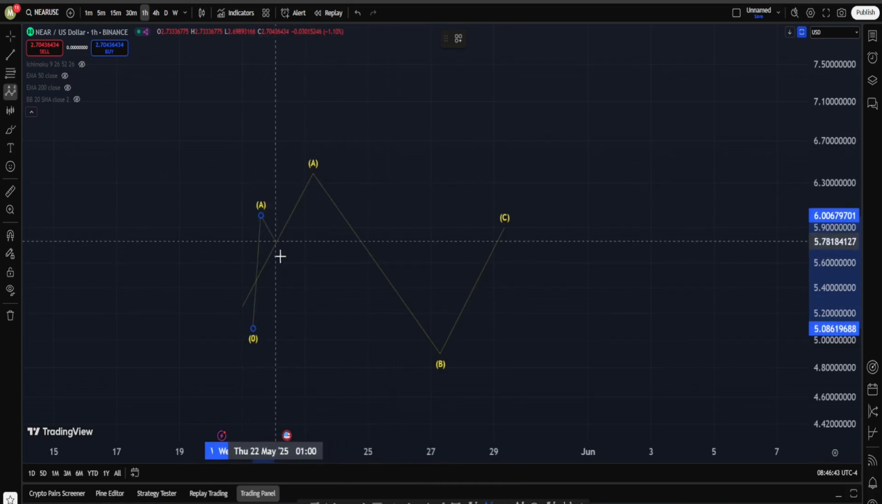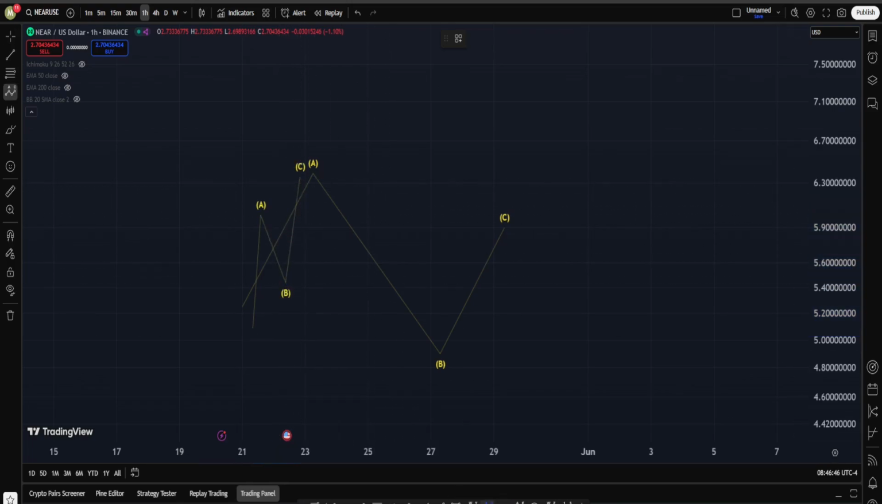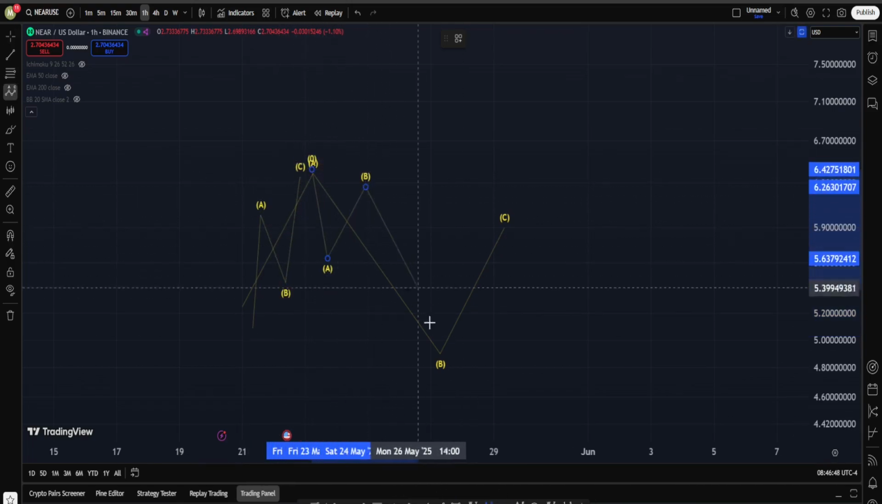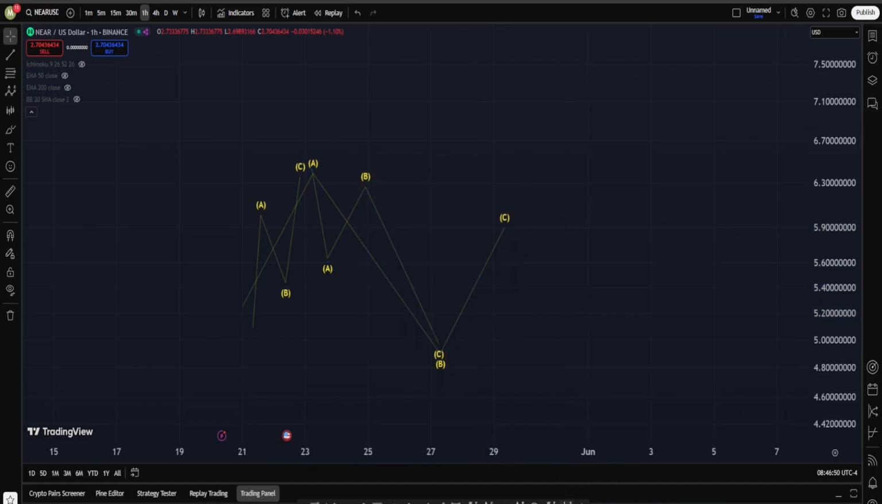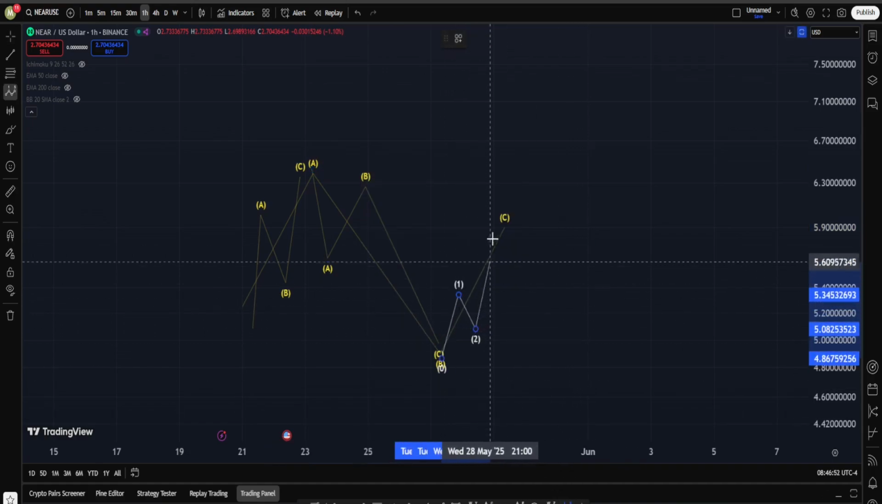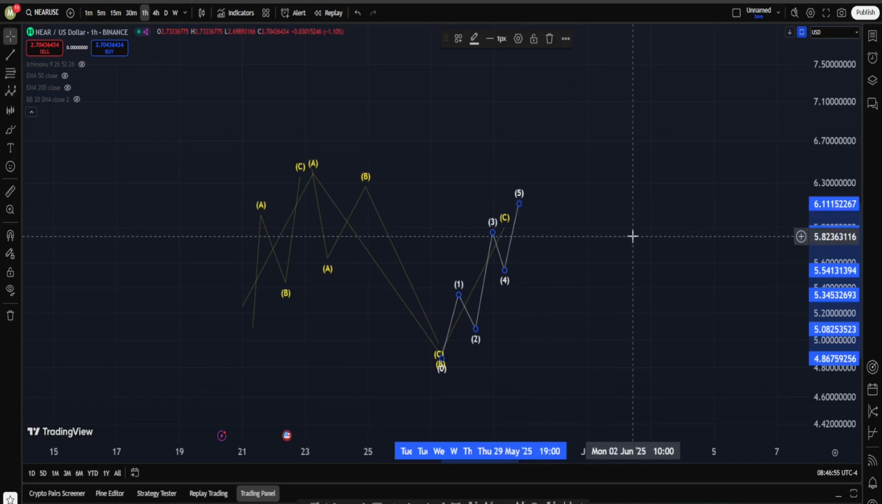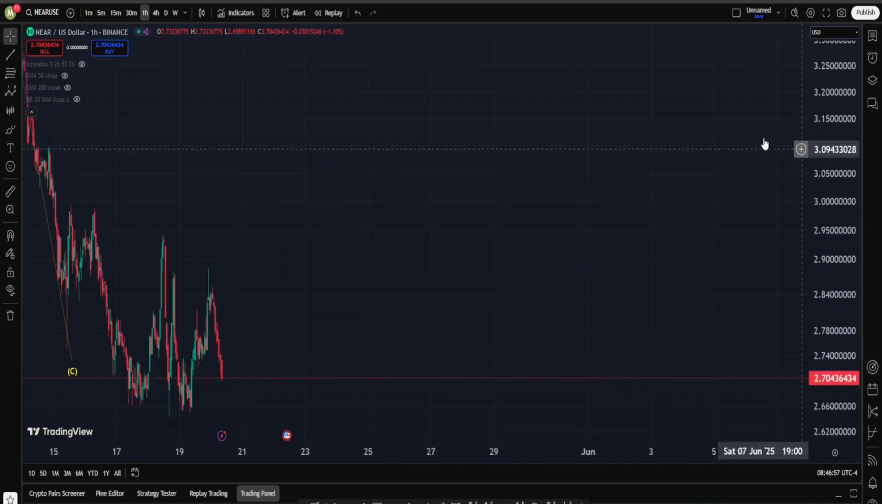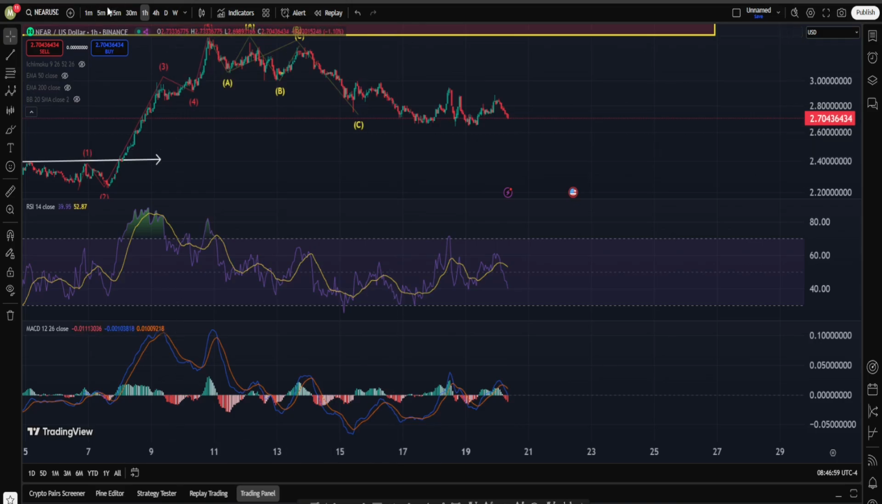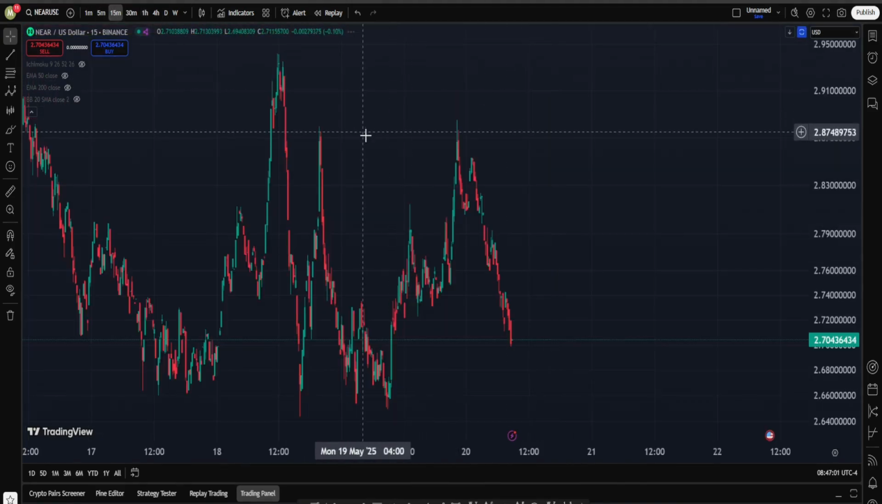And in terms of the subwaves, ABC up into A, ABC, or maybe WXY down into B, doesn't really matter. And then a 1, 2, 3, 4, 5 wave down into wave C. Now let's go on the live chart and count some waves. And maybe it's best to go on like the 15-minute time frame.